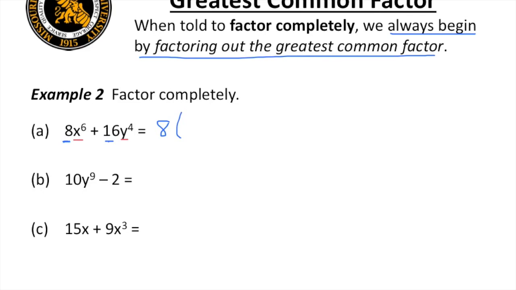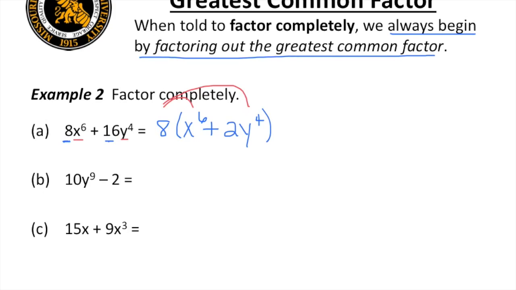When we factor 8 out of each term, we're left with 1x to the sixth plus 2y to the fourth. Whenever we factor, we can always check our answers by multiplying the expression that we get from factoring to see if we get back to the original expression. So notice if I were to distribute the 8 through the set of parentheses, I would get exactly what I started with.